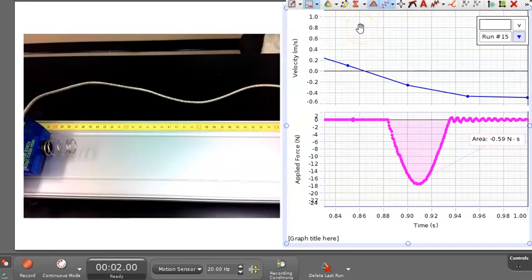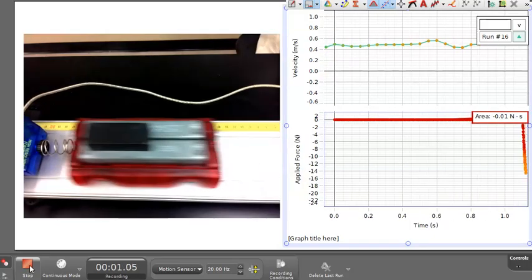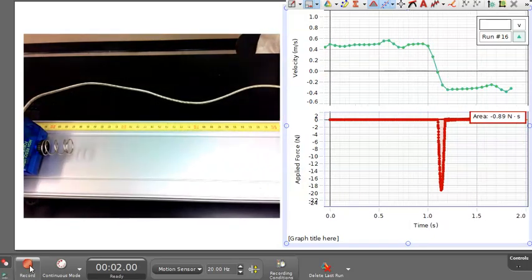Okay, so let's go ahead and do this. We have a new mass of 1 kilogram. We're going to repeat the experiment with the velocity and the time graph. We start recording. There's our collision. We see that the area is minus 0.89 newton seconds.